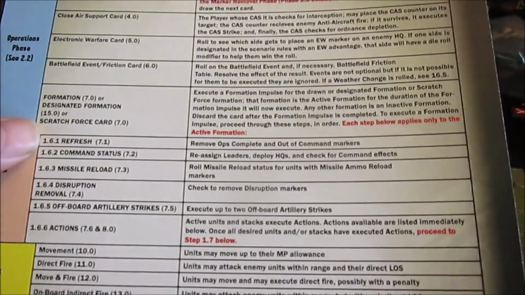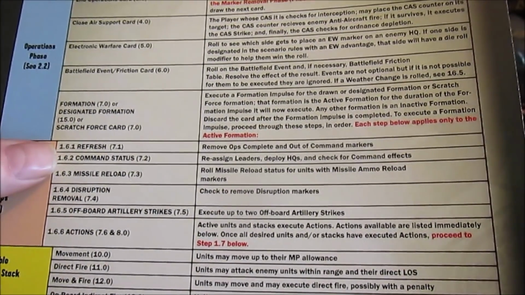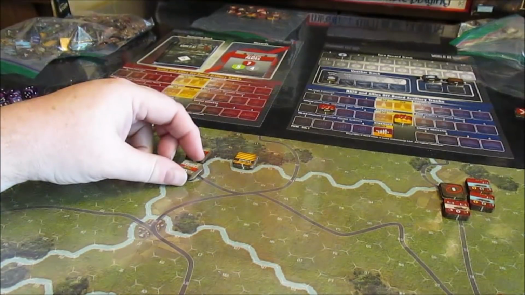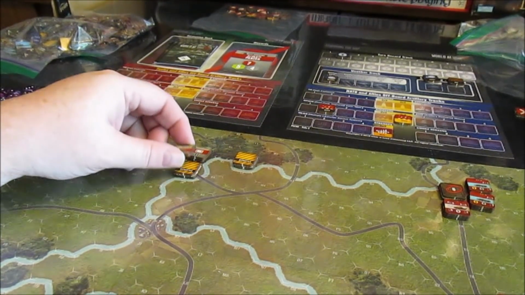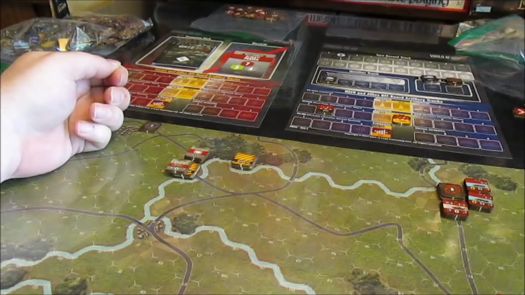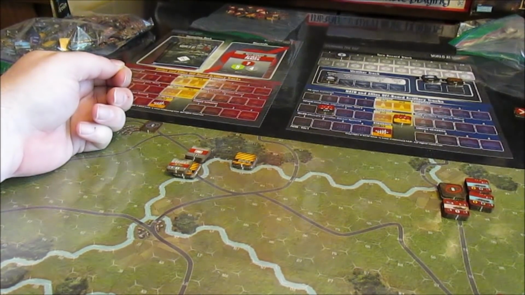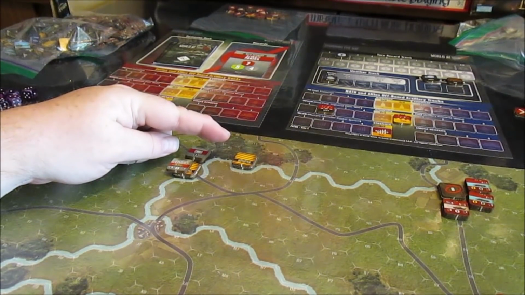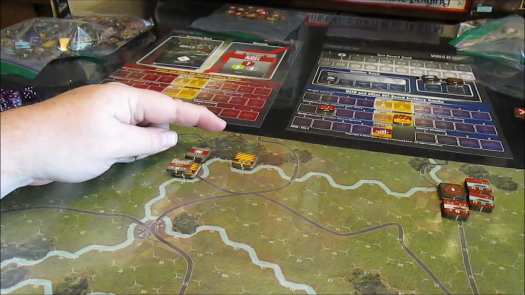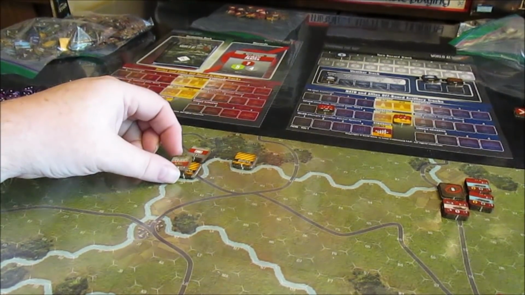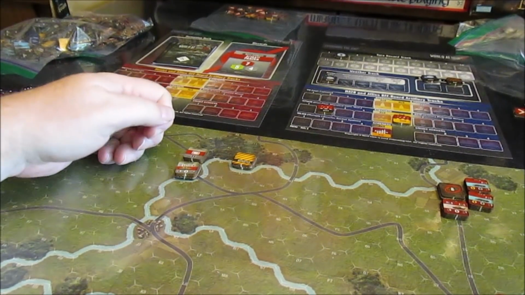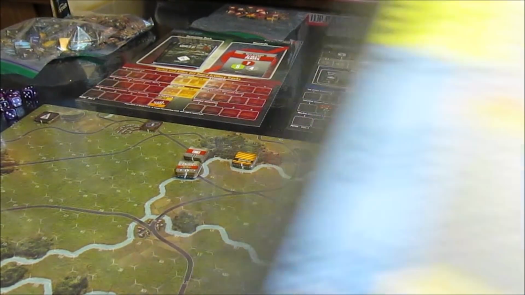Refresh. Remove all ops complete and out of command markers. Command status: reassign leaders, deploy headquarters, and check for command effect. Now, if I wanted to, I can move the headquarters. The rules for moving a headquarters are pretty simple. As long as you've got the range, I think it's 4. Actually, as long as you can move to another unit that's not moving through an enemy unit, then I think you can do it with no problem. So the rules for moving headquarters around are relatively basic and simple. However, I kind of like where the headquarters is right now, so we're just going to leave it right there.